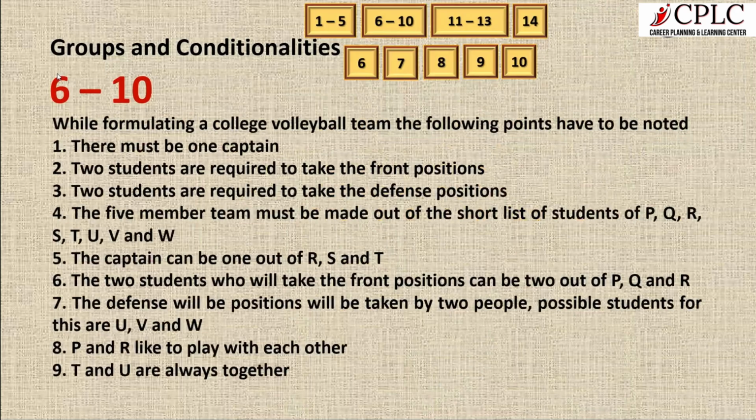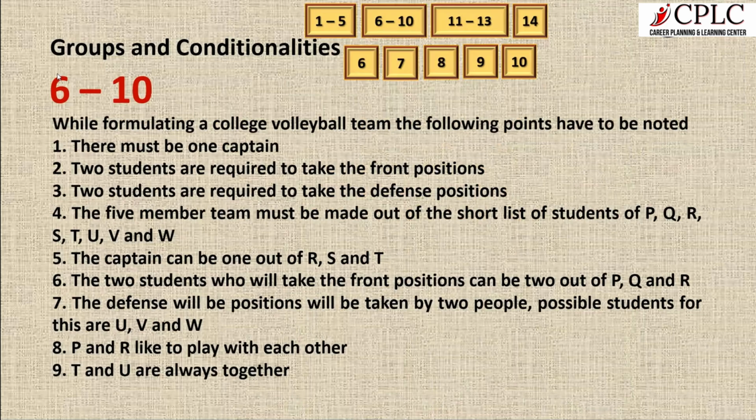While formulating a college volleyball team, the following points have to be noted. There must be one captain. 2 students are required to take the front positions. 2 students are required to take the defense positions. The 5-member team must be made out of short list of students of P, Q, R, S, T, U, V, and W. The captain can be one out of R, S, and T.